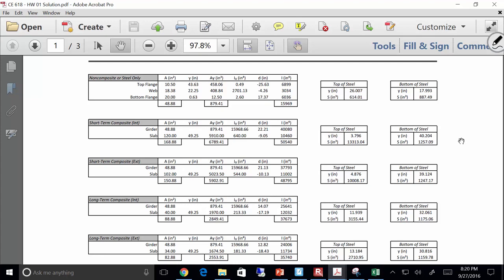All right. So I want to query all the bottom flange section moduli for the exterior girder. For non-composite, that is 887.49. For short-term exterior, that is 1247.17. And for long-term exterior, 1159.78. Everybody see where I'm getting that? Your sheet is organized your way, so you'll be able to find that on your sheet however. Make sense? Okay.